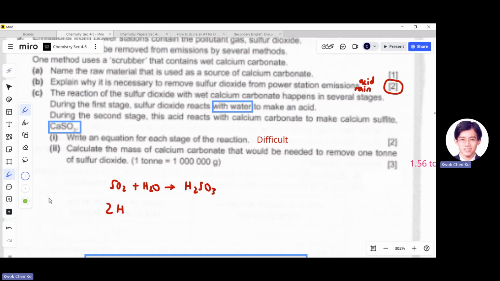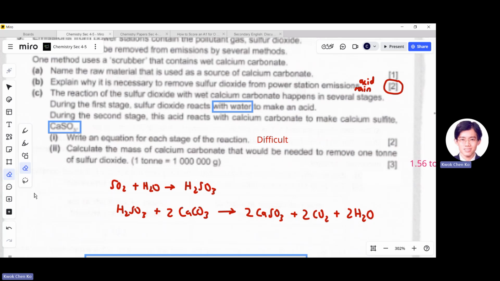2H2SO3 plus 2CaCO3 gives you 2CaSO3 plus 2CO2 plus 2H2O. Okay. So one more time, what do you get on the right? 2CaSO3, plus 2CO2 plus 2H2O. I mean, obviously you can remove the 2. Okay. Is it balanced? Let me see. Yeah, seems fine to me.